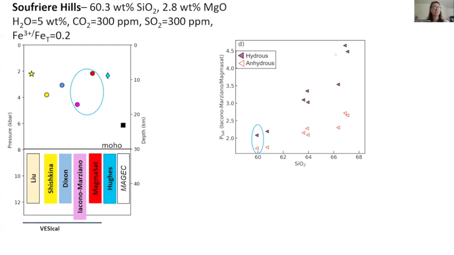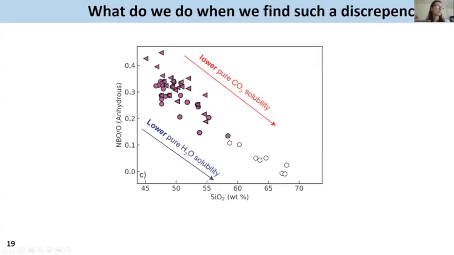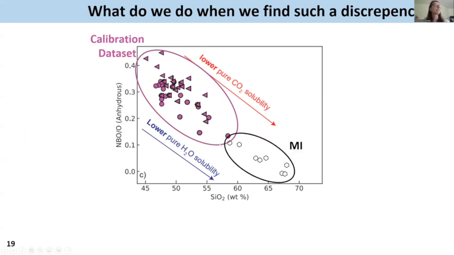So when you see a difference like this, one of the things you can do, and one of the things VESIcal allows us to do, is grab the calibration data set. One of the key parameters for CO2 and water solubility in Iacono-Marziano is this NBO/O parameter, so the number of non-bridging oxygens in the melt. The calibration data set looks like this, and these melt inclusions from Sulphur Hills look like this. You can see the one melt inclusion we chose at about 60 weight% silica isn't too far out, which is why there was only that factor of 2 difference. But if we had run this at 65 or 70 weight% silica, you end up with really, really different results.